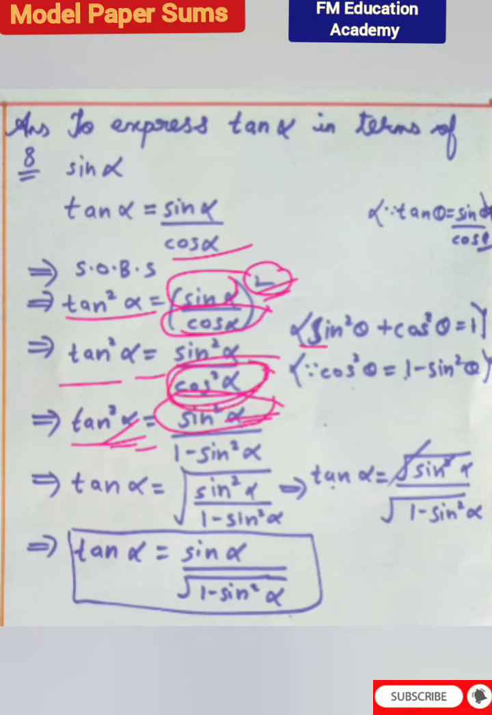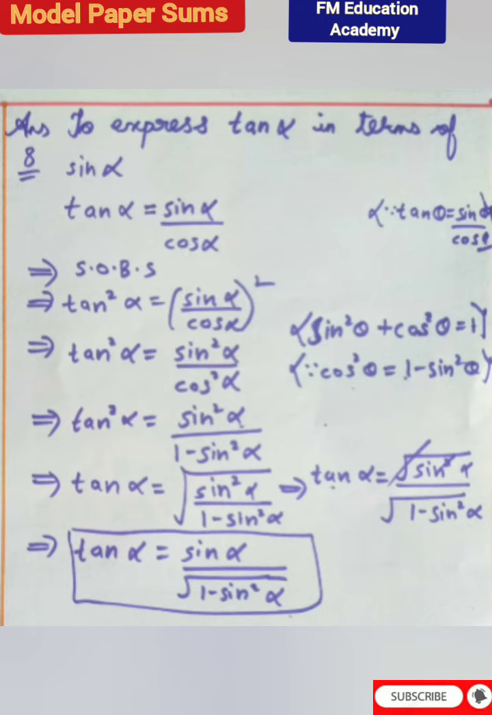Observe, we need cos square alpha here. So from this formula, we will keep cos square theta on the LHS, and 1 is on the RHS. Now sine square theta we send to the RHS. When sine square theta goes that side, it becomes minus sine square theta. So we got cos square theta is 1 minus sine square theta. But here theta is alpha. So instead of cos square alpha, I am writing 1 minus sine square alpha.